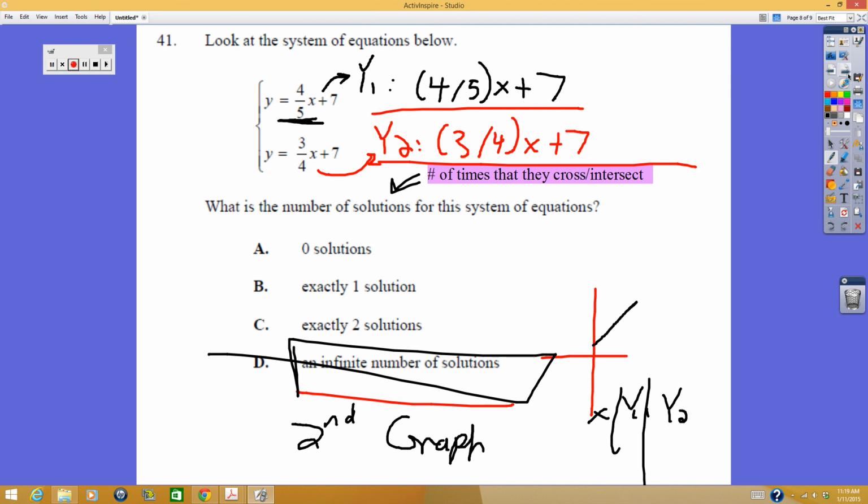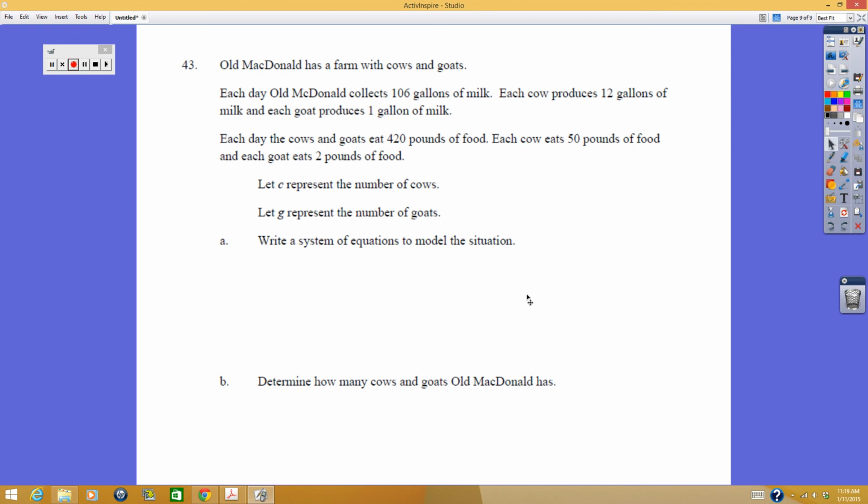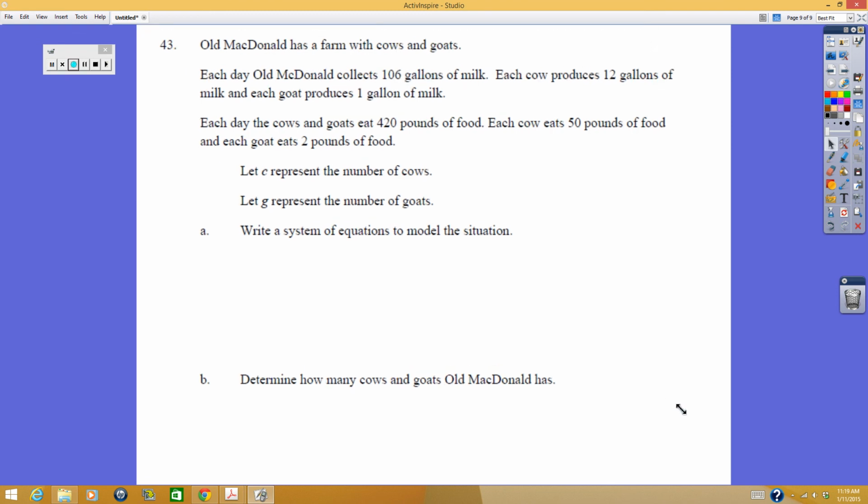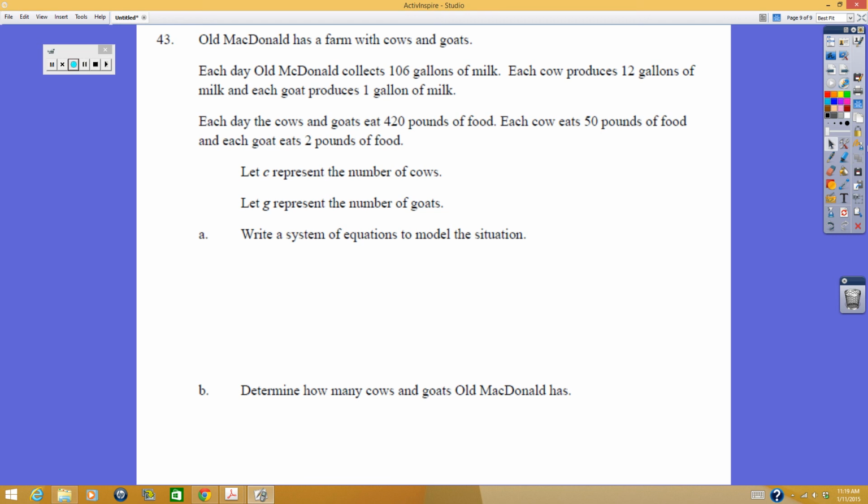Okay. Alright, number 43. Old MacDonald has a farm with some cows and goats. Each day Old MacDonald collects 106 gallons of milk.